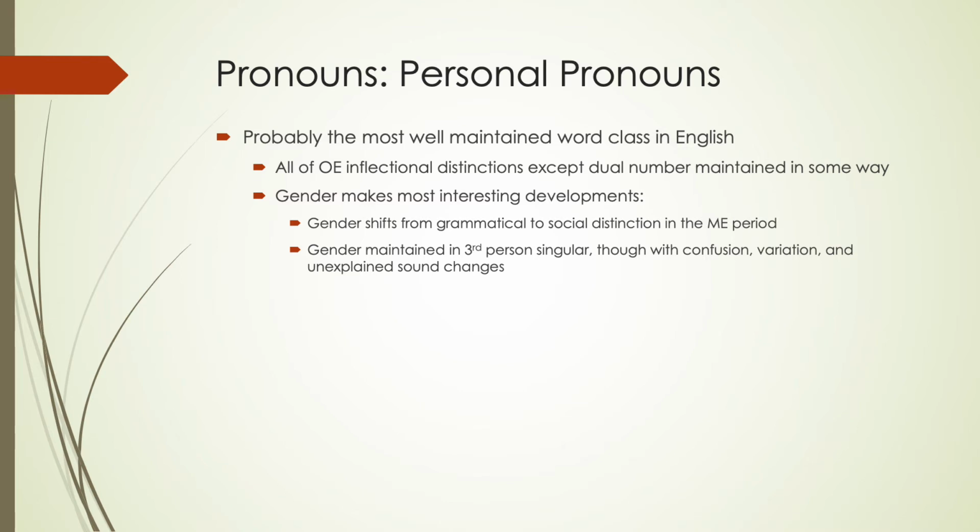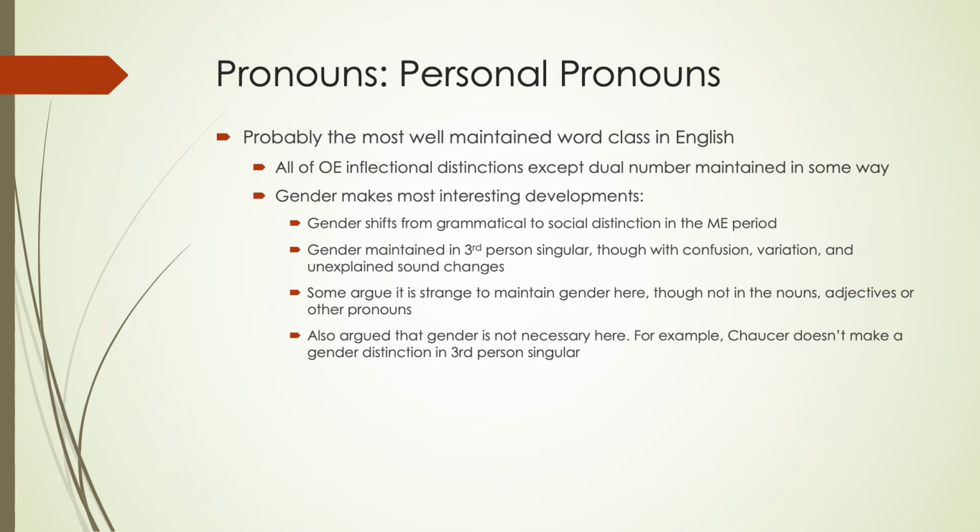But there was confusion with this, there was variation, there were some unexplained sound changes in some of the words that happened. We'll see a lot of variation on the chart, as we saw when we were looking at some different dialect variations. And some scholars will argue that it's strange to maintain gender here if you're not also maintaining it in the nouns, in the adjectives, and other pronouns. It's weird to leave it in only in this area. So it's kind of strange that English has maintained a social gender in this area, even though it hasn't maintained gender in other areas.